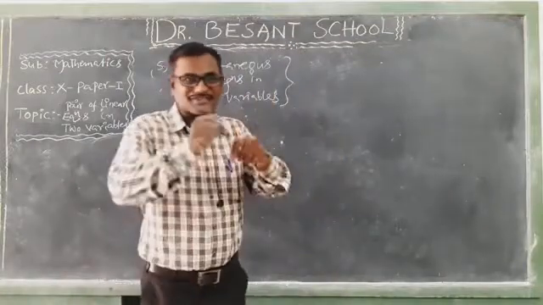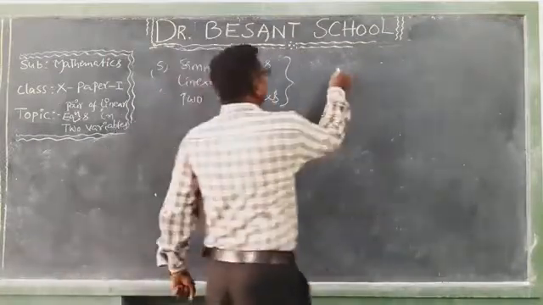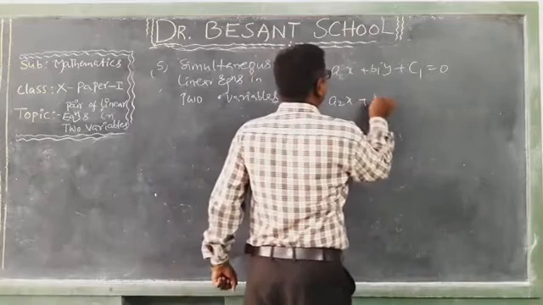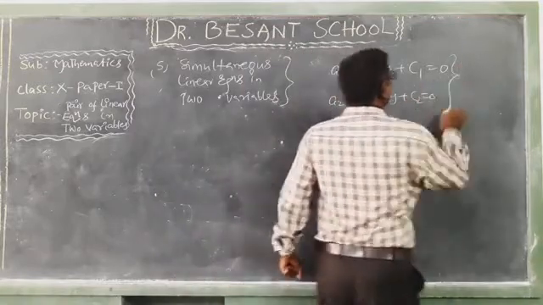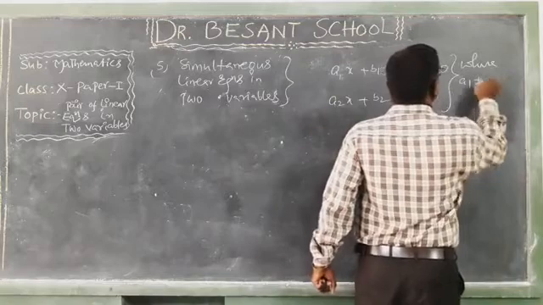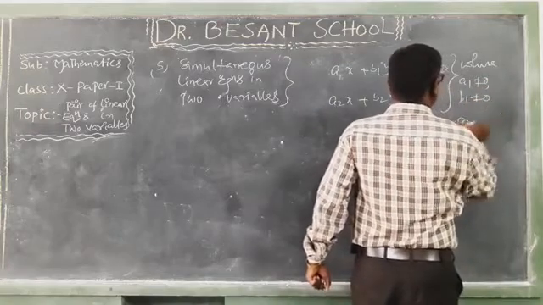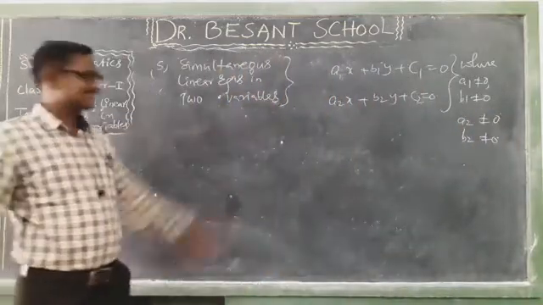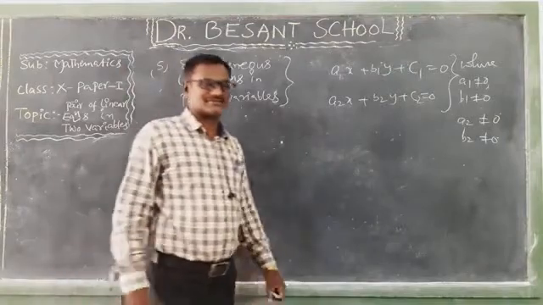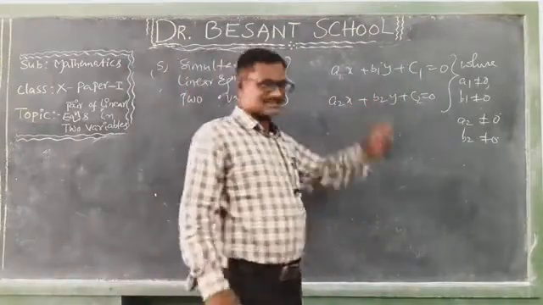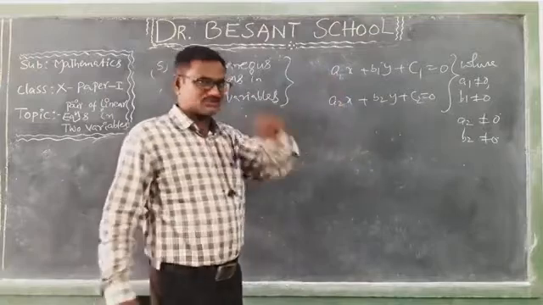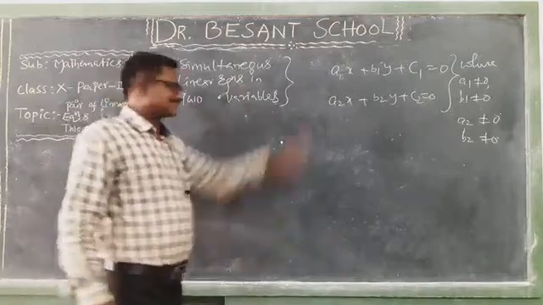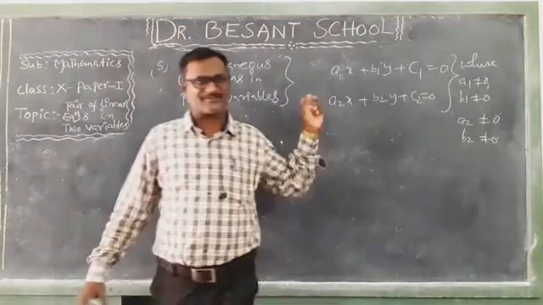linear equations in two variables is a1x + b1y + c1 = 0 and a2x + b2y + c2 = 0, where a1 is not equal to 0, b1 is not equal to 0, a2 is not equal to 0, b2 is not equal to 0. This system is called simultaneous linear equations in two variables. This pair means two equations, and this pair is called a system of simultaneous linear equations in two variables.